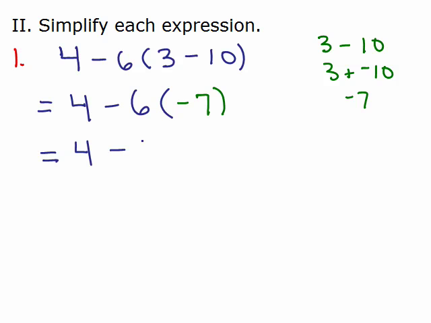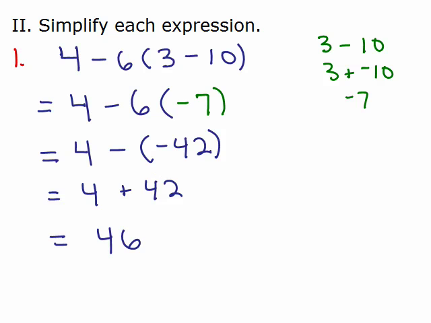So 6 times negative 7 is negative 42, right? Some of you may have just gone to 4 plus 42, realizing the negative and a negative eventually when you multiply will be a positive, which is the next step here. 4 plus 42. So the answer is 46.